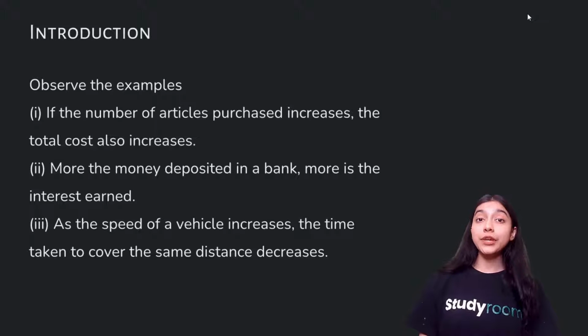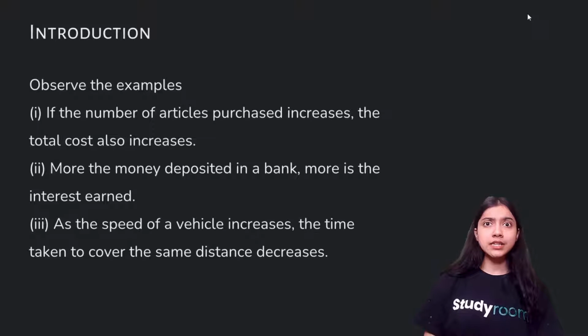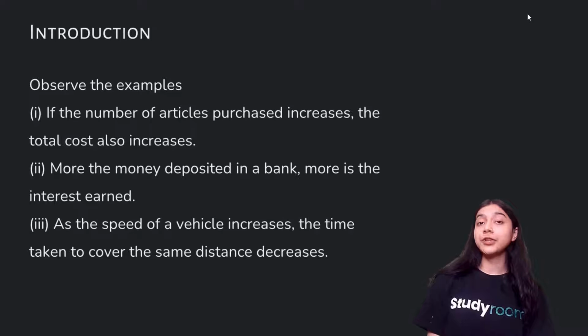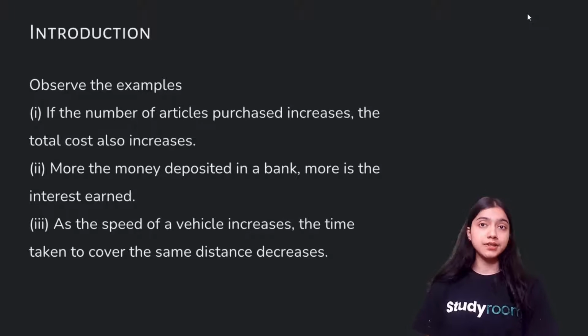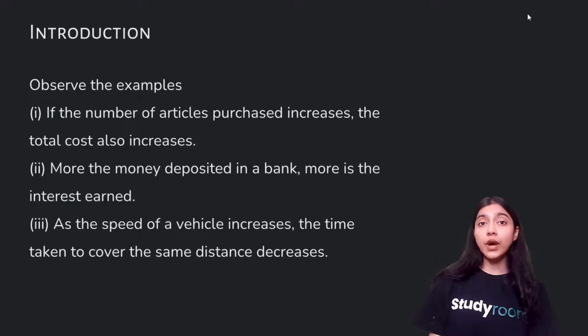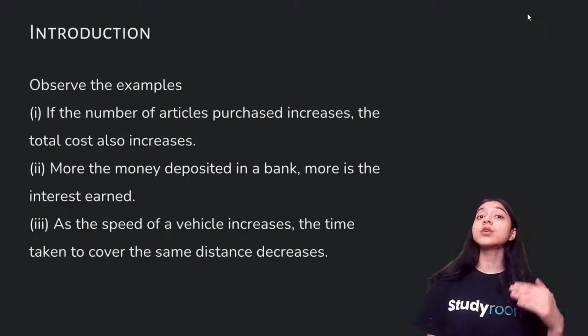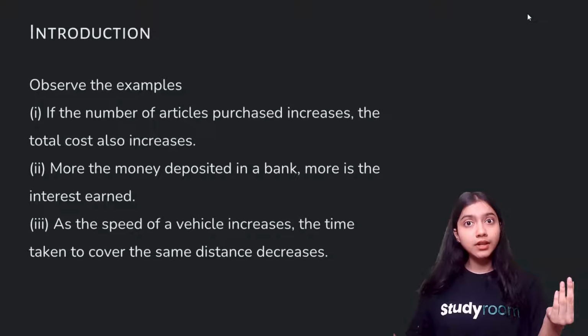Before directly jumping into the main concept of direct and inverse proportion, let me discuss with you a few examples, and these are somewhat real-life examples. The first example is, if the number of articles purchased increases, the total cost also increases. Let's say I am buying 1 kg of sugar and it costs me rupees 30. If I increase the quantity of sugar to 2 kg, then my cost will also increase.